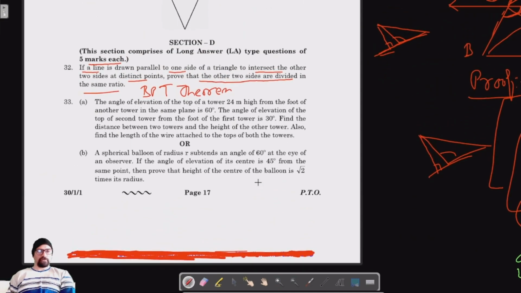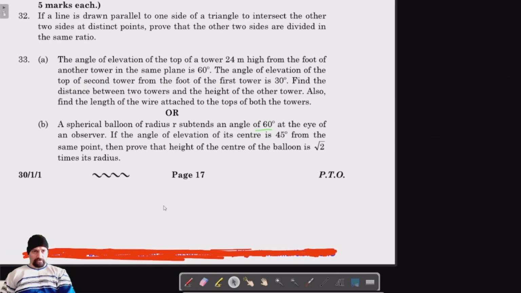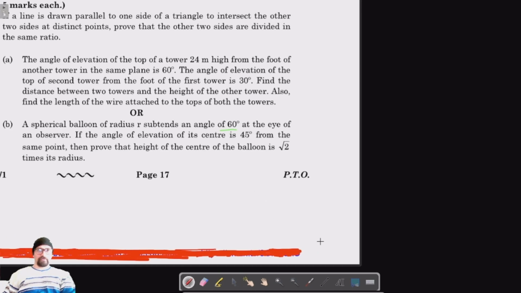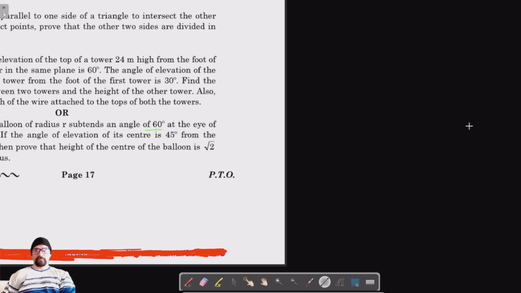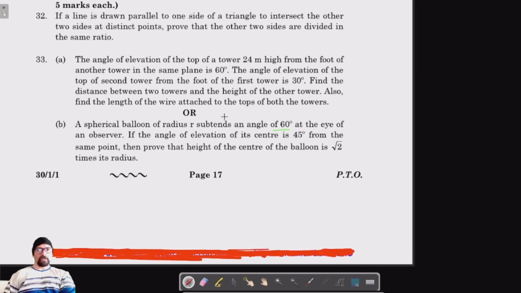Okay, now let's move on to question number 33, which has two parts. We are going to solve the first part, and it's given that the angle of elevation of the top of a tower 24 meters high from the foot of another tower in the same plane is 60 degrees. So there is a tower 24 meters high. Let's say this is the tower, and its angle of elevation from another tower in the same plane is 60 degrees.